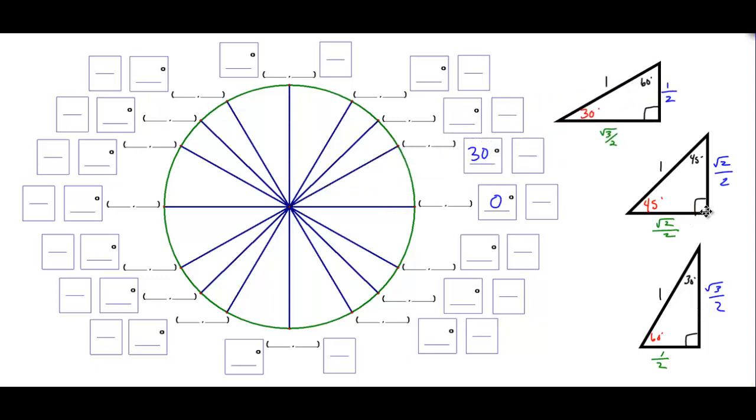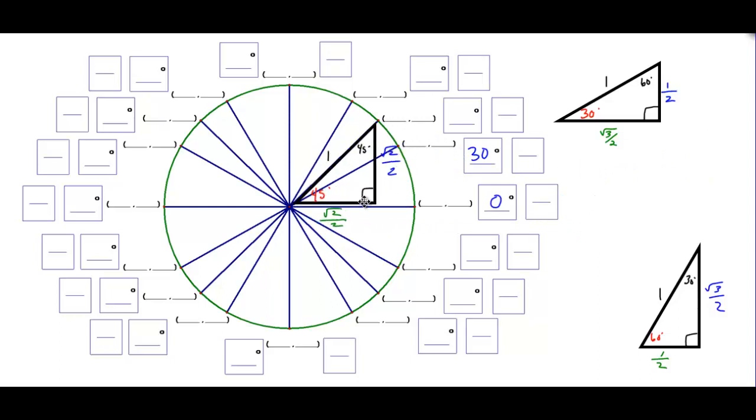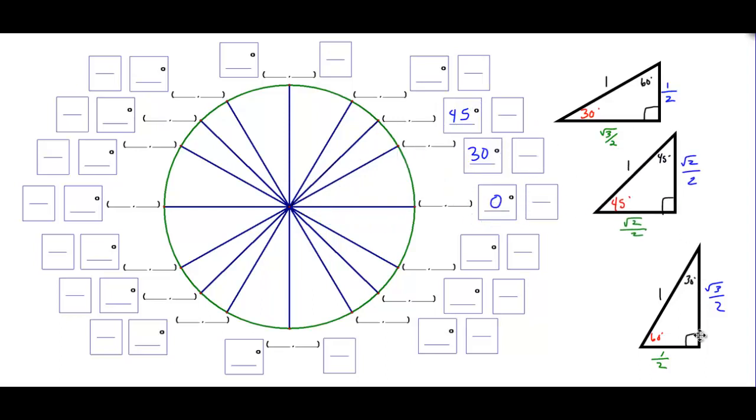And I can then fit in a 45-degree triangle. If I have that 45-degree triangle, that means this rotation is 45. That means this is a 45-degree angle. And then the last special right triangle that fits in is my 30, 60, 90 triangle. And again, this is a rotation of 60 degrees, so this point up here is at 60 degrees.